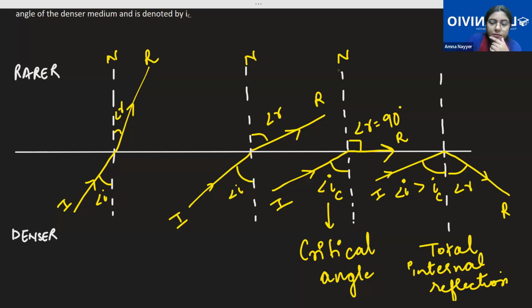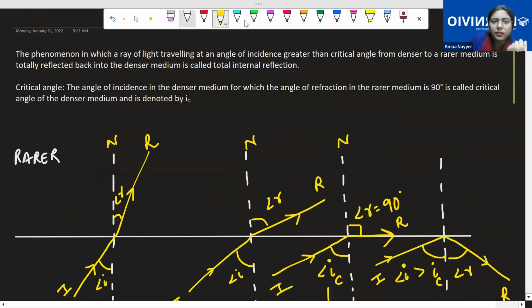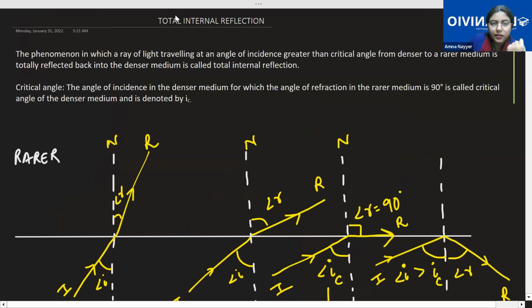Have you understood this? Yes, ma'am. Let's see the statement. Others, what about others? Only Muniba is responding. Mam, can you explain the total internal reflection?